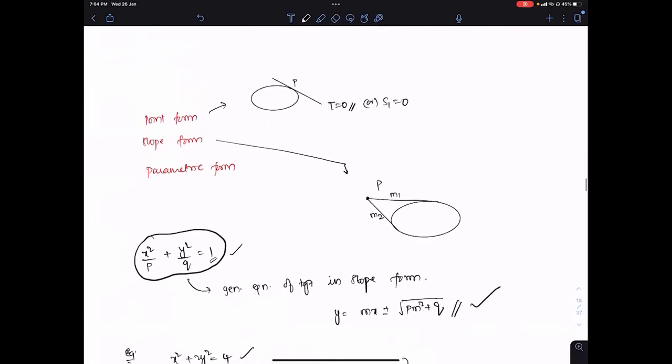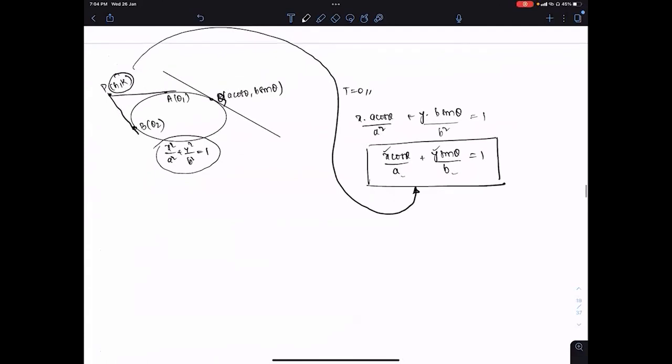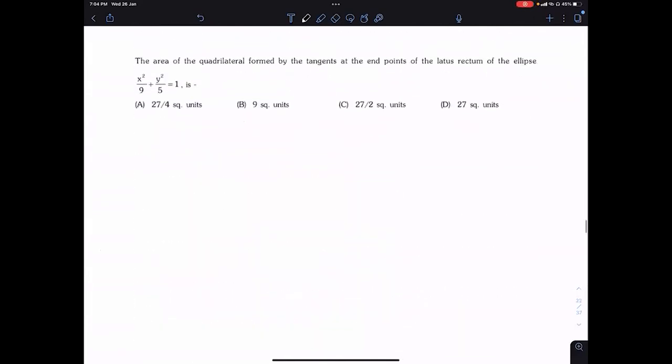Now, in case of slope form, if you substitute this point h comma k, we already know p and q. What is the variable involved in this equation? m. So if you solve it, you will get m. What is m? The slopes of the tangents which are drawn from that point. So that is what you get if you substitute an external point in the slope form and in the parametric form of tangent. We also use parametric form in locus questions. Anyway, we will see that in problem solving.